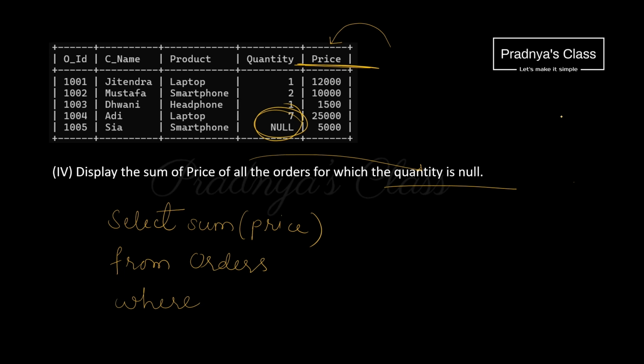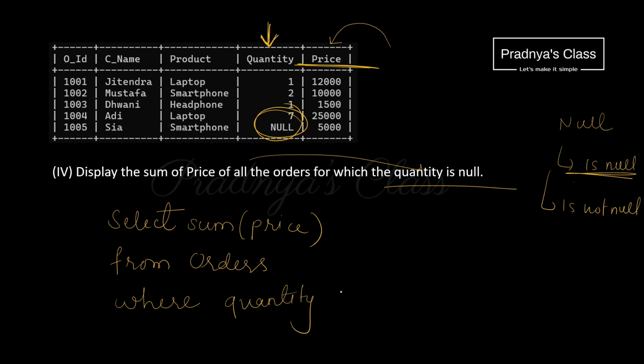In the previous video, we understood how to handle null. There are two clauses. One is is null and there is the reverse of it, that is is not null. Here we will be using is null. That we need to check. So is null we will be applying on the quantity column, where quantity is null.